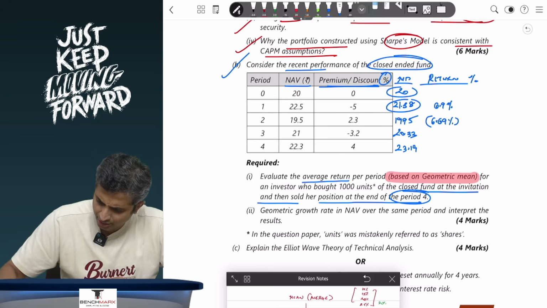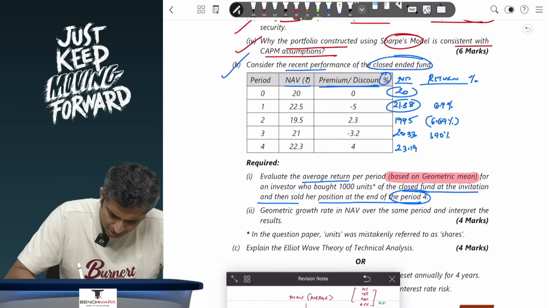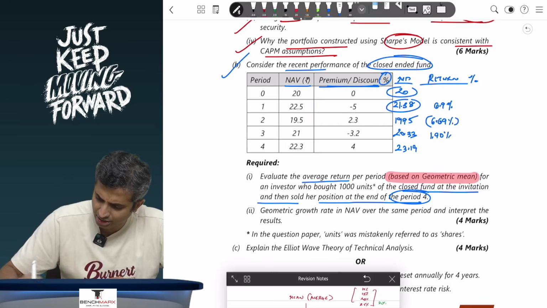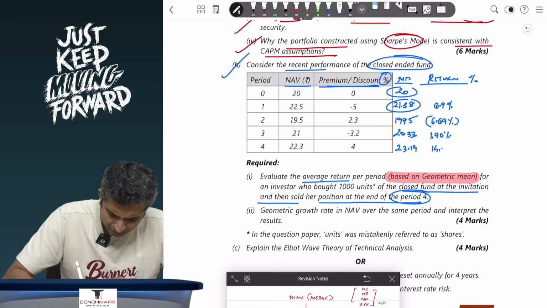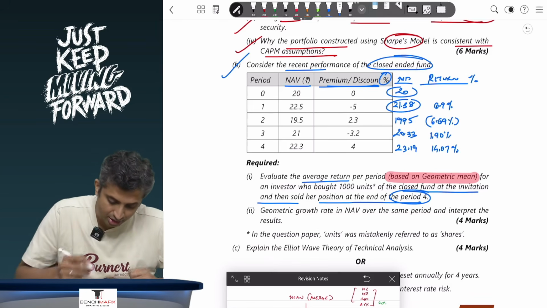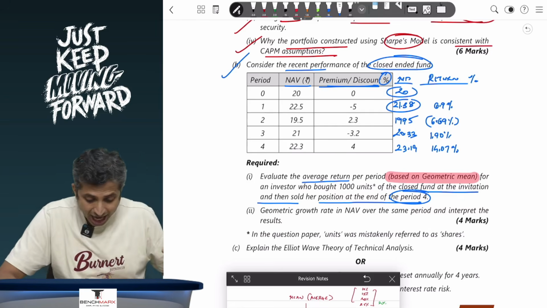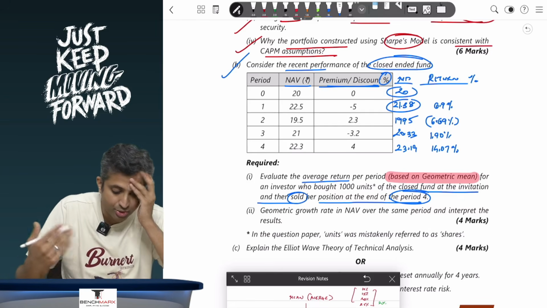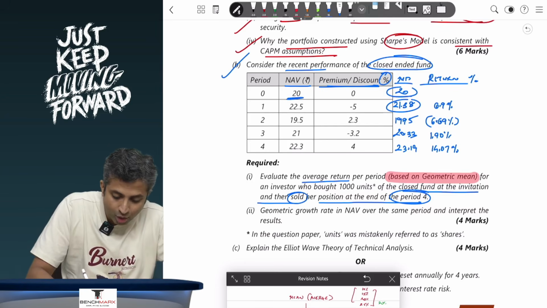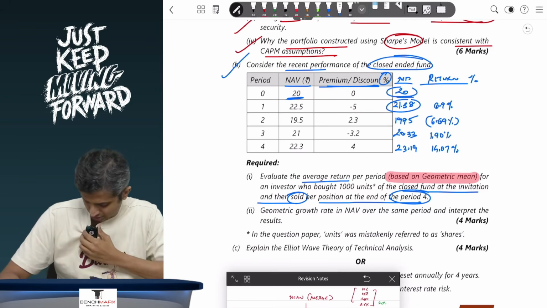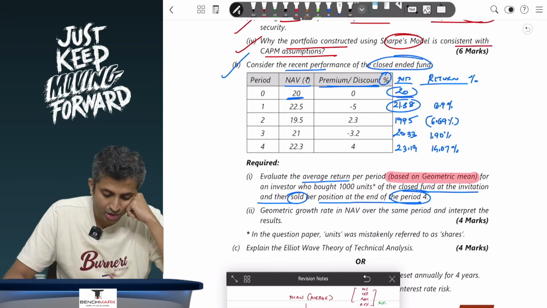Then you have 20.33 minus 19.95 upon 19.95. This is 1.90% positive. And 23.19 minus 20.33 upon 20.33 in percentage is around 14.07%, let us say. So this will be your percentage return, and they're saying evaluate the average return per period for an investor who bought 1000 units in a close-ended fund and then sold her position. Now the question is, when they sell the position, see at the beginning, whether you take the NAV or the market price, it is one and the same. But over here, we have to figure out whether we should calculate return based on NAV or based on market price.